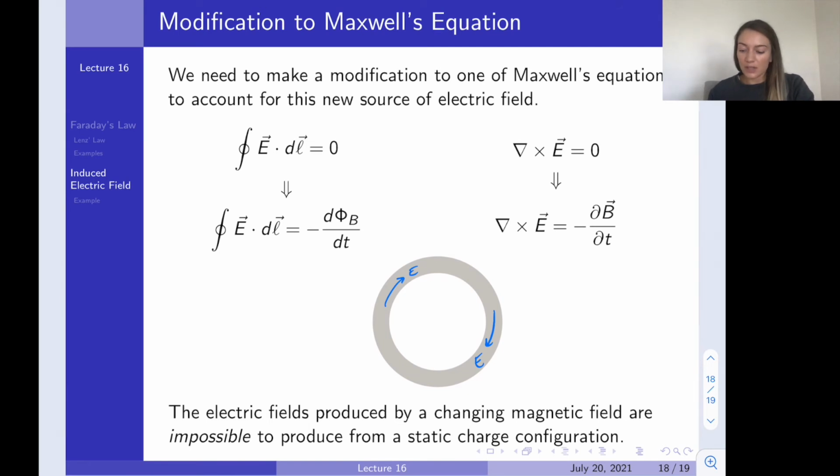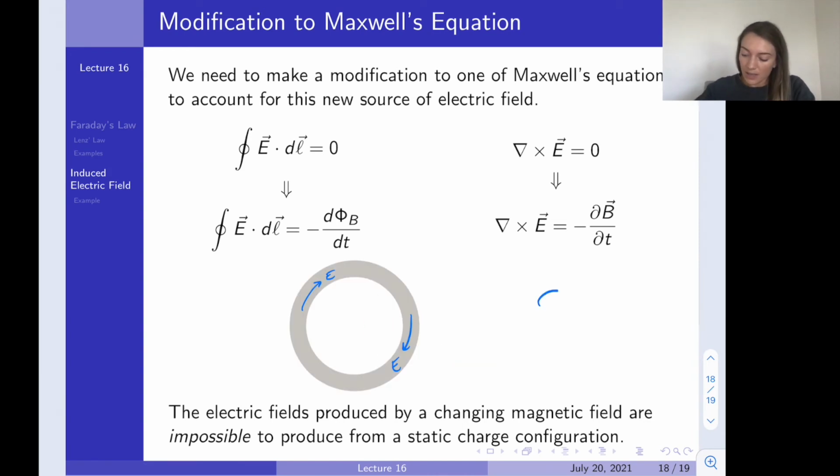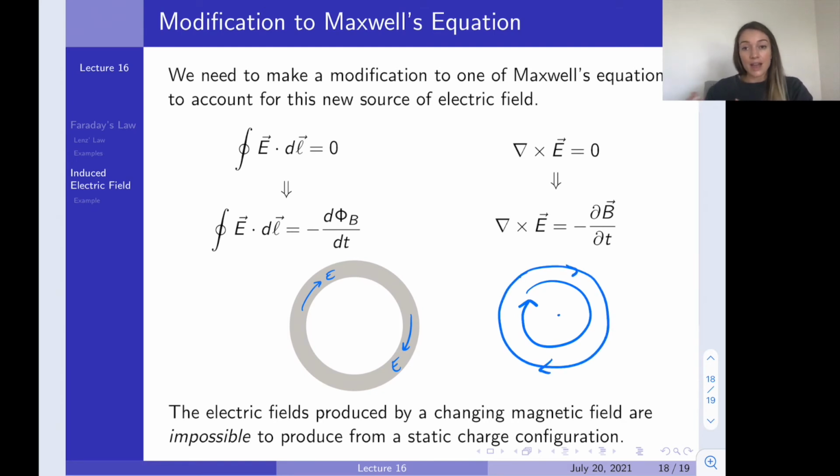So remember, previously for electrostatics, we said that we'd never see an electric field that was curling around something. So now when we have time-varying magnetic fields, we can actually get electric fields that curl around some point. So we can actually get electric fields that curl if we have a changing magnetic field. If we don't have a changing magnetic field, we cannot get electric fields that look like this.